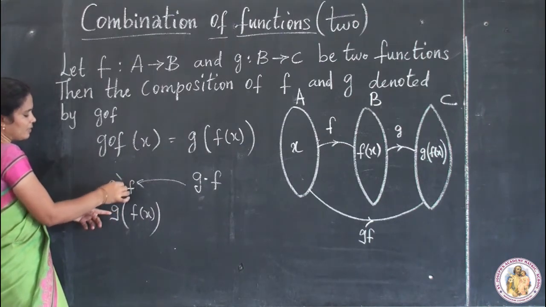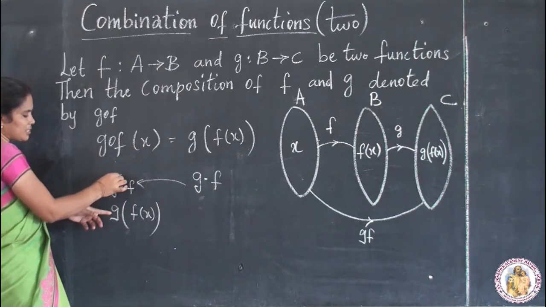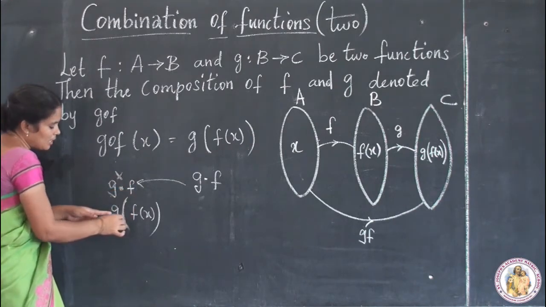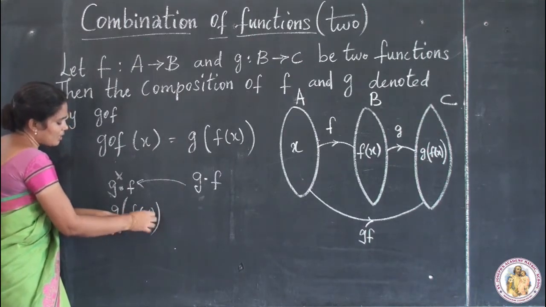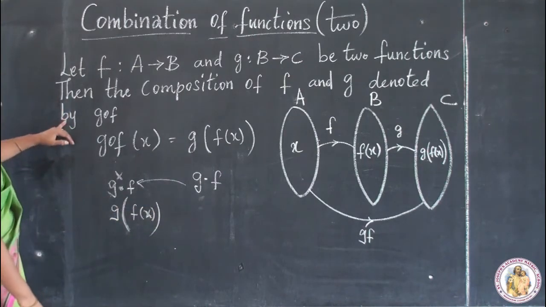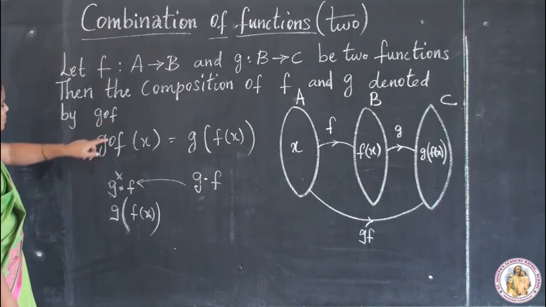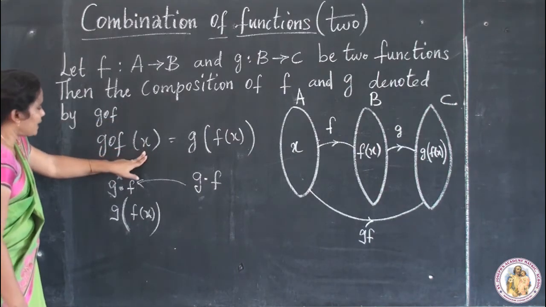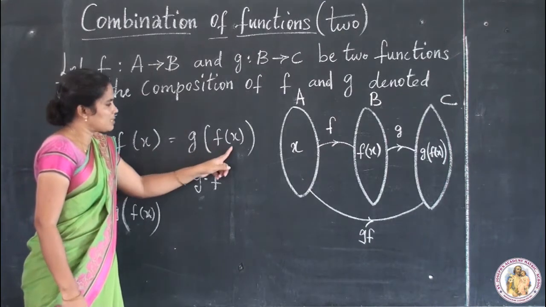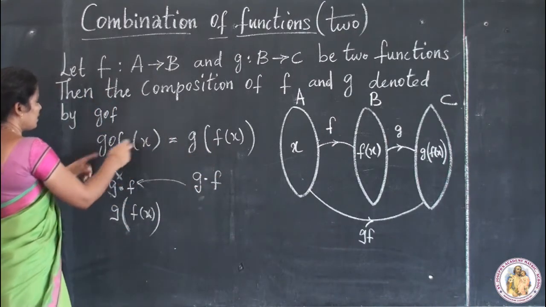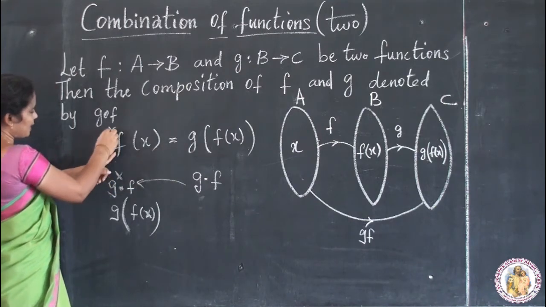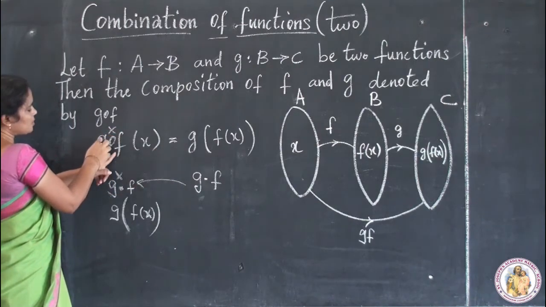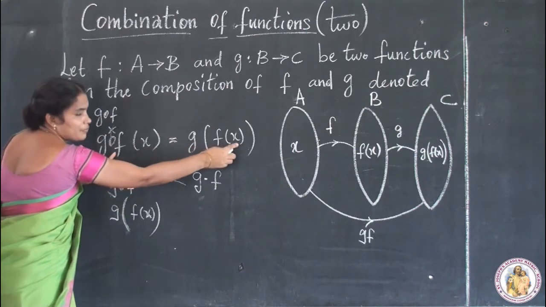In lower classes we have learned that for the dot we would use a multiplication sign, and if it is a multiplication sign we use brackets. So g of f of x is equal to g of f of x. In the place of the dot, g of f of x.